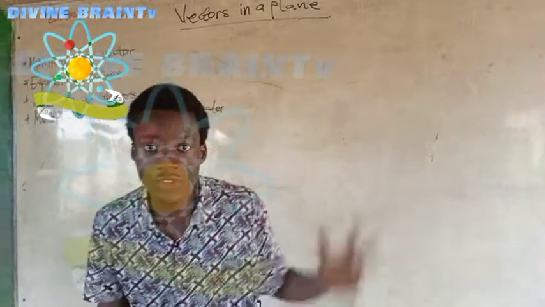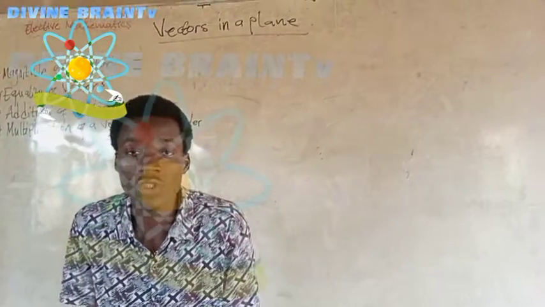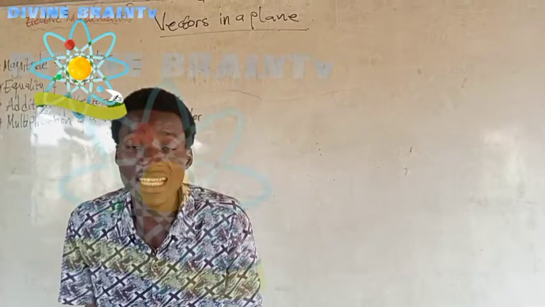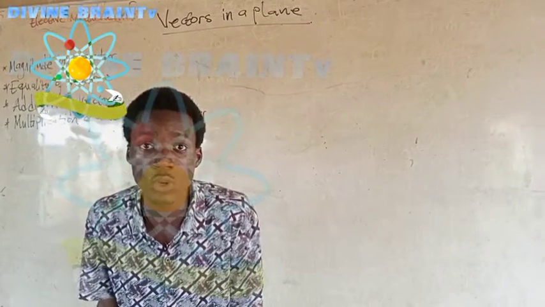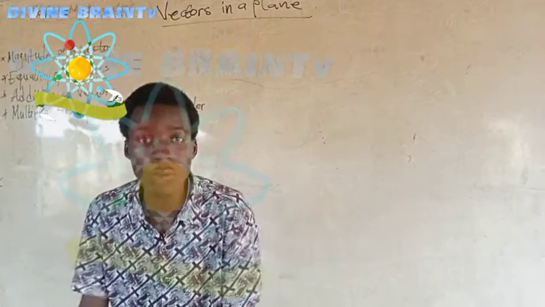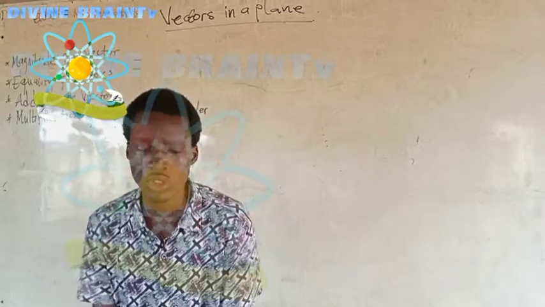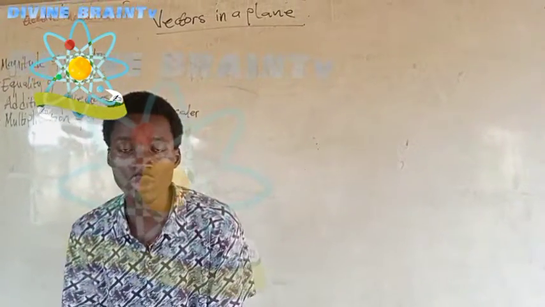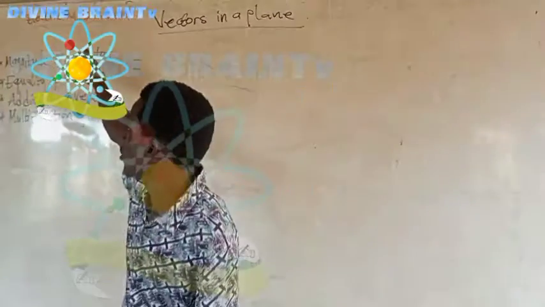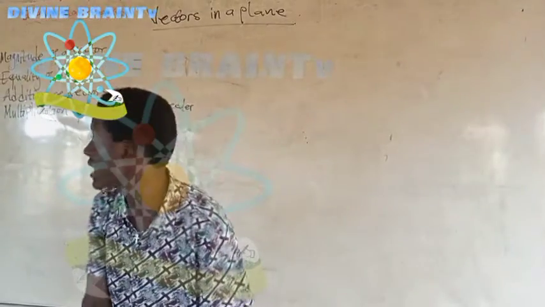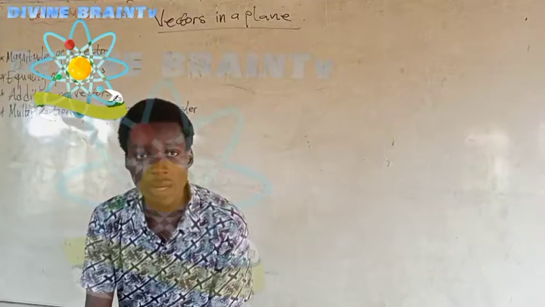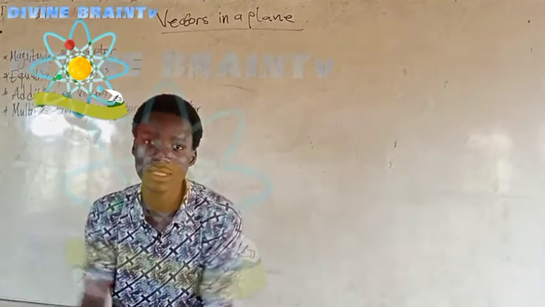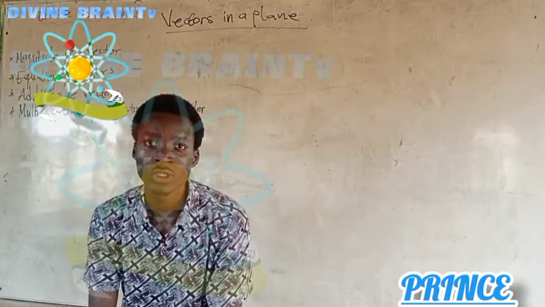In our first video, we talked about the introduction of vectors in a plane figure, yes, in a plane, in elective mathematics. So today too, we are going to continue the introduction that we did. And today, this is what we are going to treat: the magnitude of a vector, equality of vectors, addition of vectors, and then multiplication of a vector by a scalar. So this is what we are going to talk about.